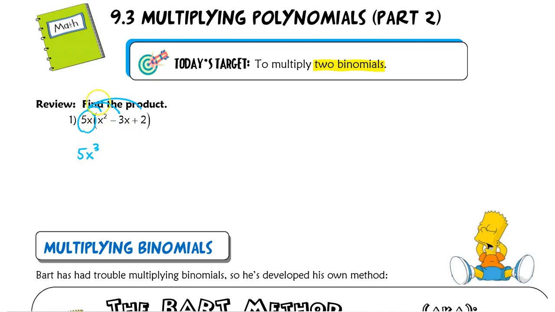Next term, 5x times negative 3x, I'm going to take that 5, multiply by negative 3, and I would get negative 15. Then when I take x times x, I would add the exponents to get x squared. And finally, 5x times 2 gives me just positive 10x. So there's my answer here. It's already written in standard form. And we can now move on to multiplying two binomials.